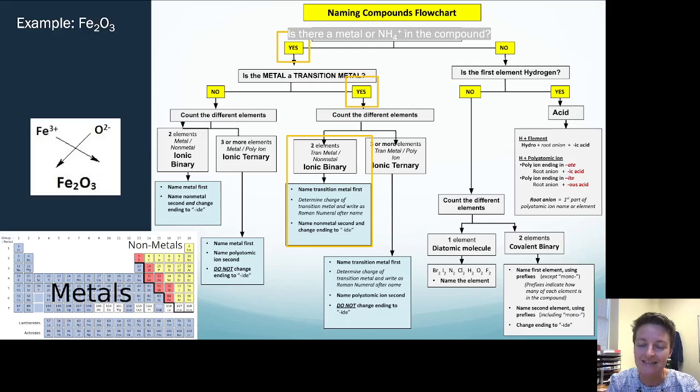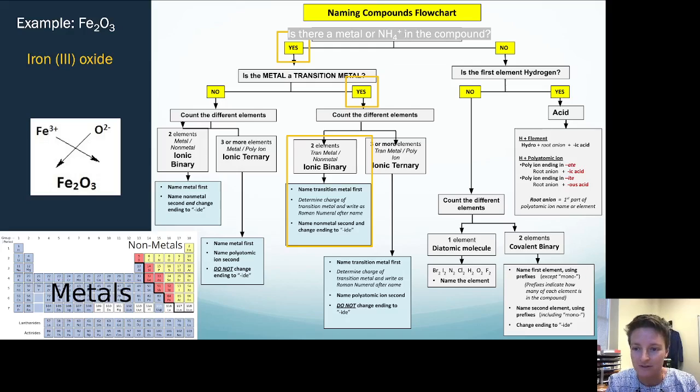So in this case, the subscript 2 next to the iron tells me that the charge on oxygen was 2-. I sort of already knew that because of oxygen's location on the periodic table. But the 3 next to the oxygen tells me that iron's charge must have been a 3+. And so now I'm ready to name this compound. Because I know that iron's charge is 3+, I can go ahead and call this iron(III) oxide.